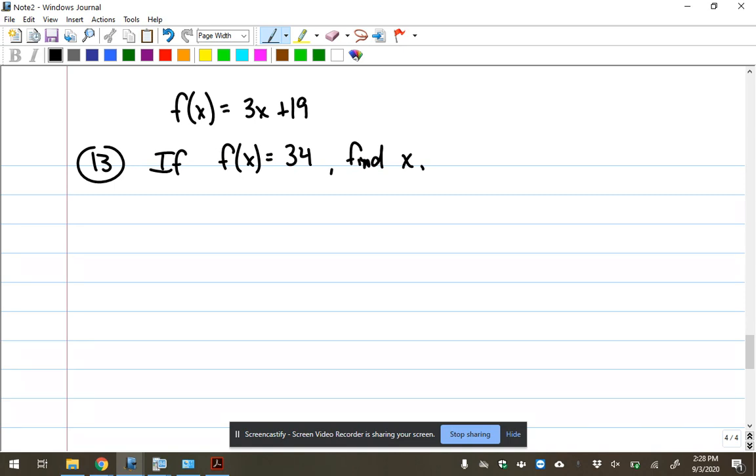34 equals 3x plus 19 and solve it. We're not going to get to the second mechanism today. So we'll do that.